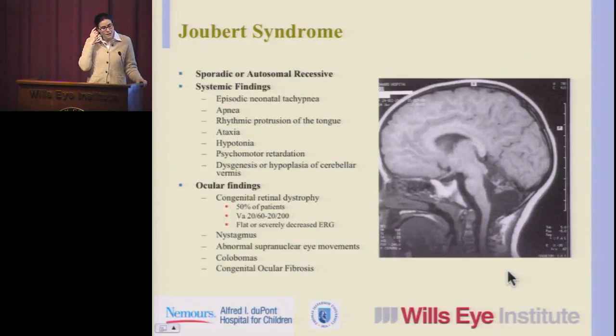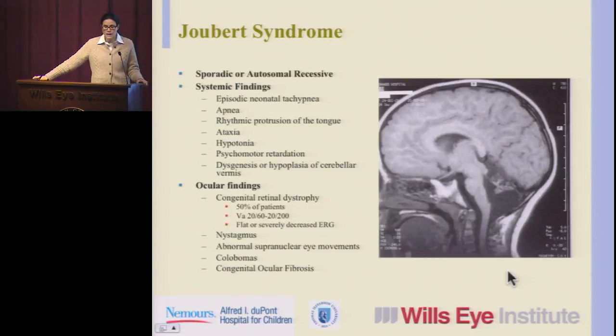Joubert Syndrome. My partner Jonathan, who usually gives this talk, actually has brothers who have Joubert, one of whom, unfortunately, just recently passed away. This can be sporadic or autosomal recessive. Systemic findings are episodic tachypnea, a very rhythmic protrusion of the tongue, ataxia, very low tone, psychomotor retardation, and dysgenesis or hypoplasia of the cerebellar vermis.